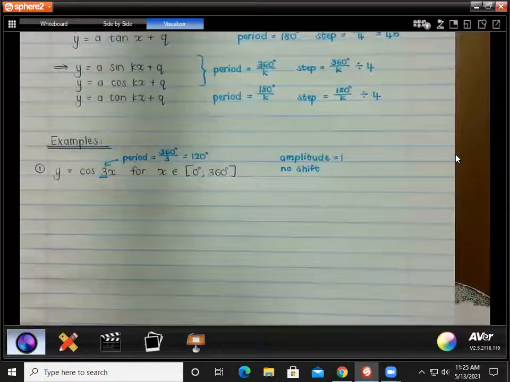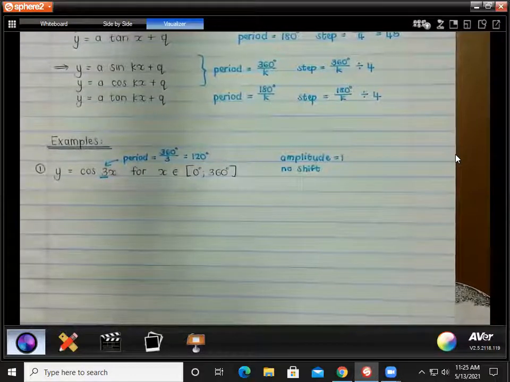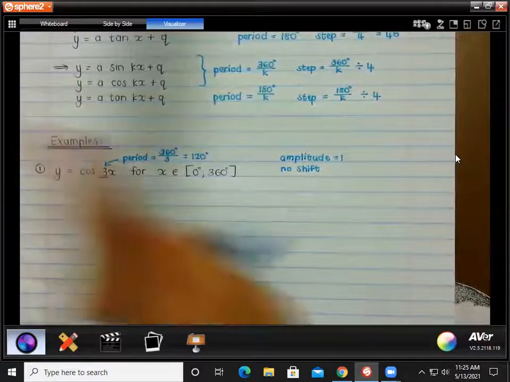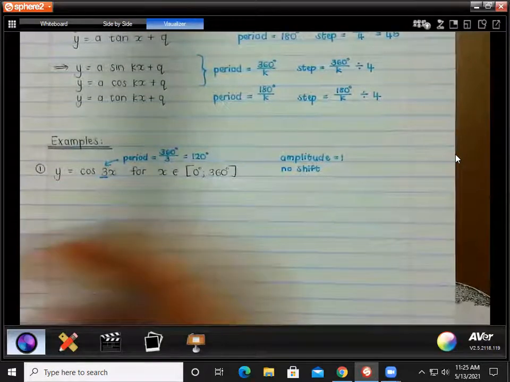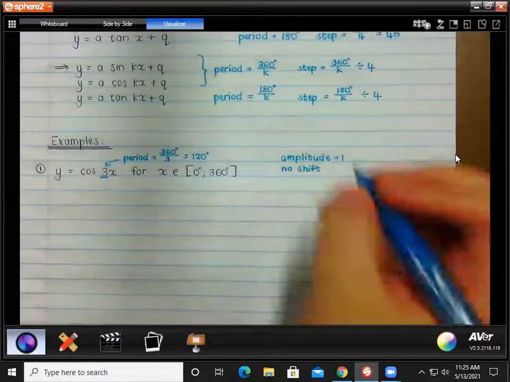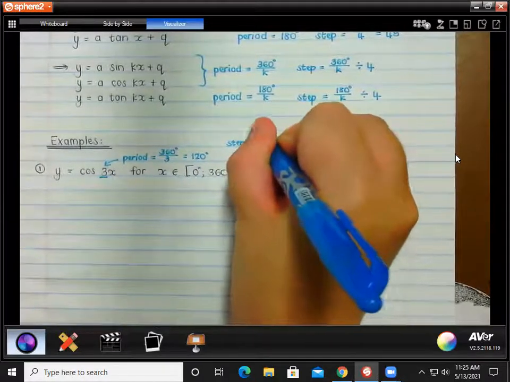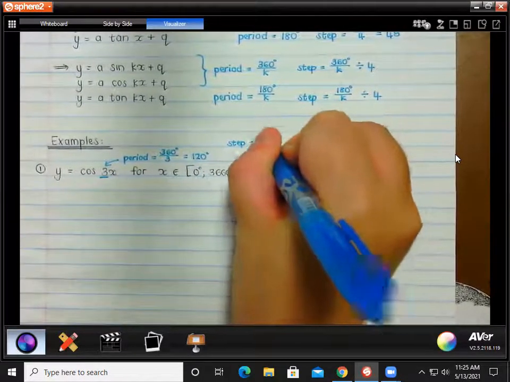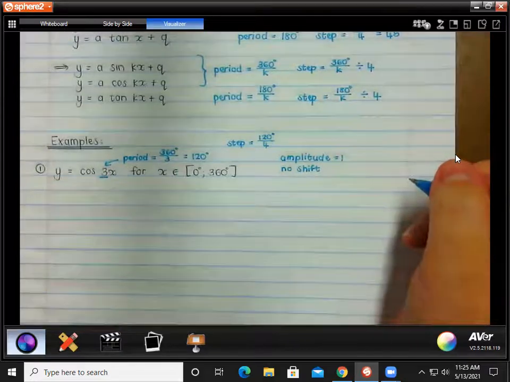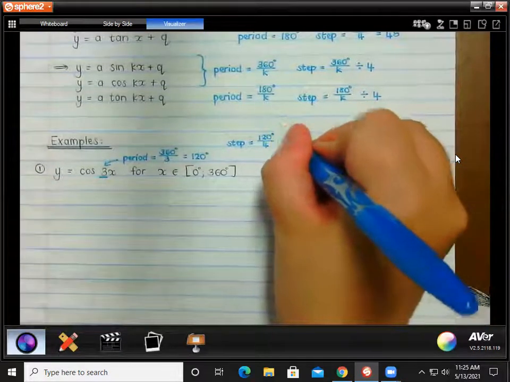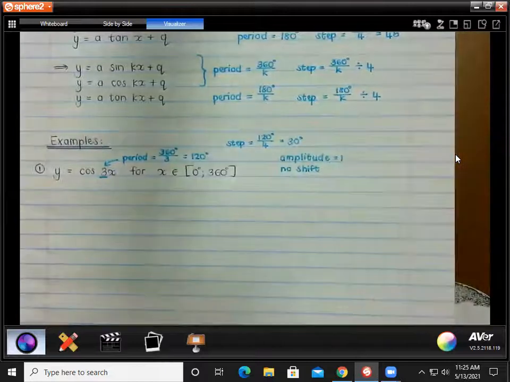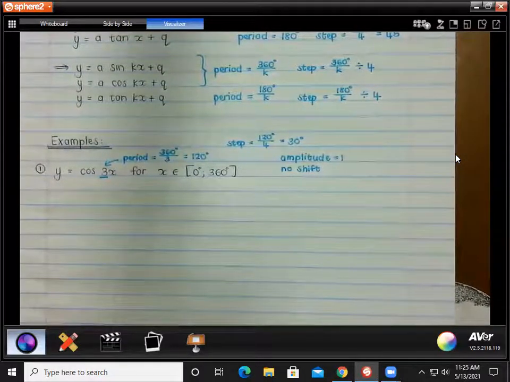So how many full cos curves are we going to have in 360? 3 of them, hey. So we're actually going to have to draw 3 cos graphs altogether if we're going from 0 to 360. Now, if our period is 120, then that means that our step is going to be 120, the new period, divided by 4. And that is 30 degrees. So guys, for this one, you're going to have to plot a point every 30 degrees.